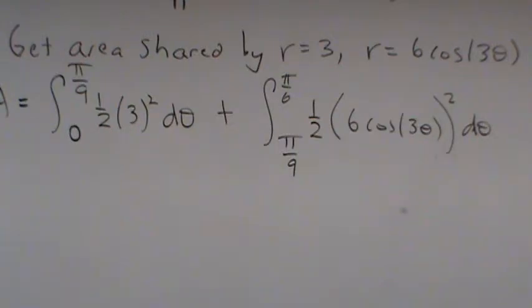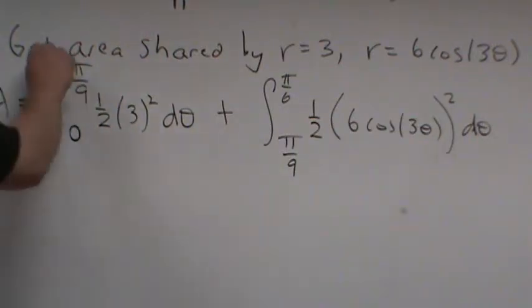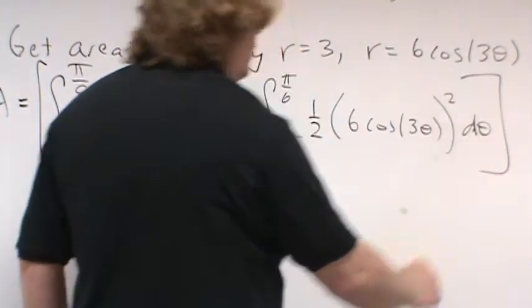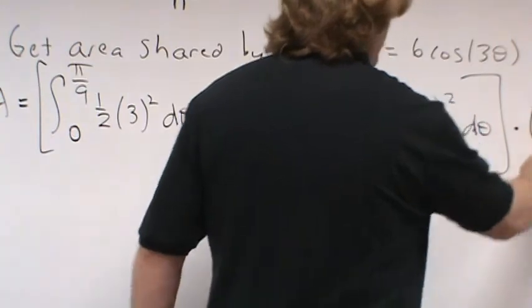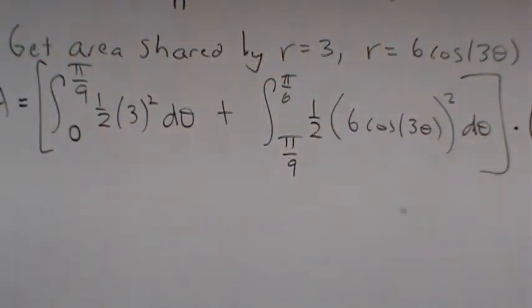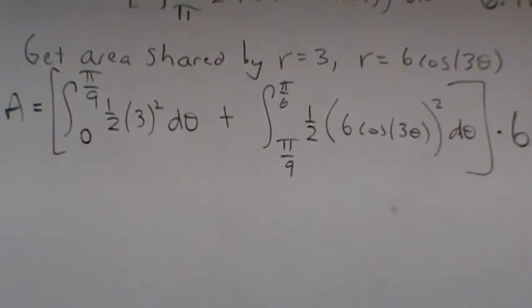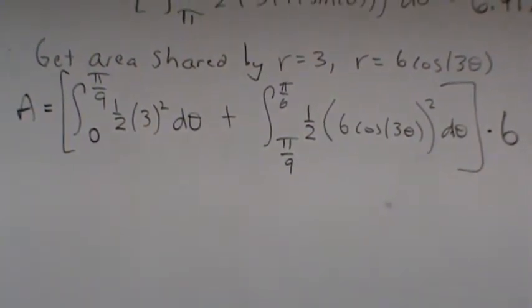And then, once I get this area, what am I going to have to multiply it by to get the total area? 6. Yeah, 6. So I'm doing it Abigail's way. Multiply by 6. Is that okay with you guys? And at this point, I'm not going to punch this in my calculator because I need you guys to do a problem on your own now.